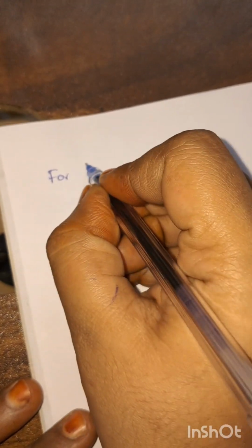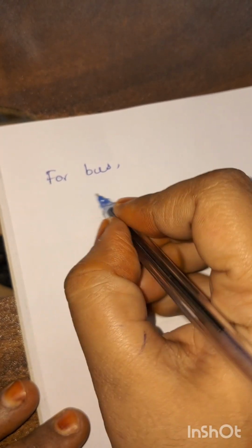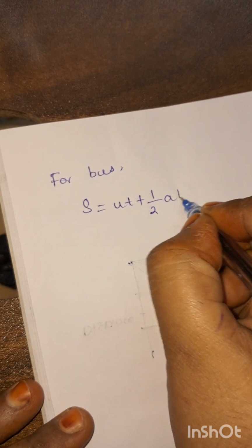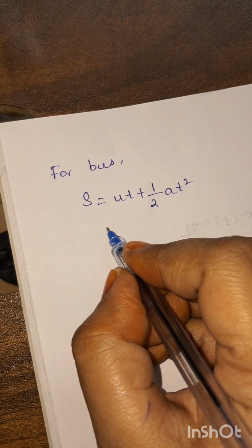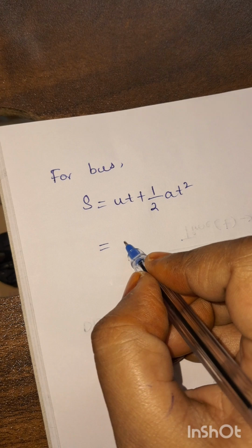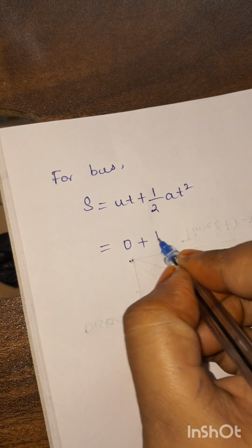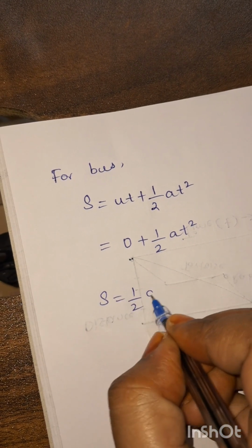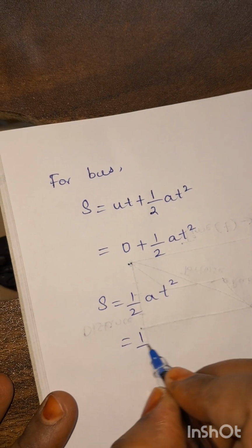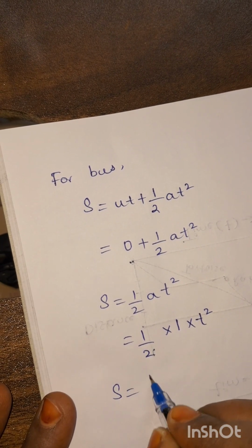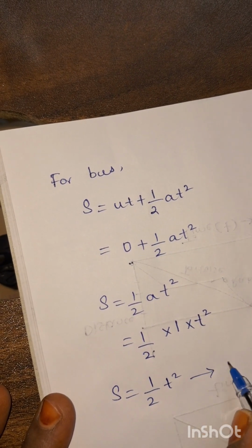For the bus, first we have to calculate for the bus. So we know the formula S is equal to ut plus half at square, and u is nothing but the initial velocity. Here the bus is at rest in the starting, so the velocity is 0, so u is 0. So 0 plus half at square. So your formula is S is equal to half at square. You know the acceleration which is mentioned in the question, 1. So S is equal to what? Half t square. Let it be equation 1.